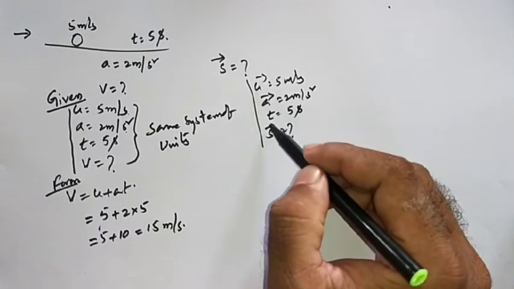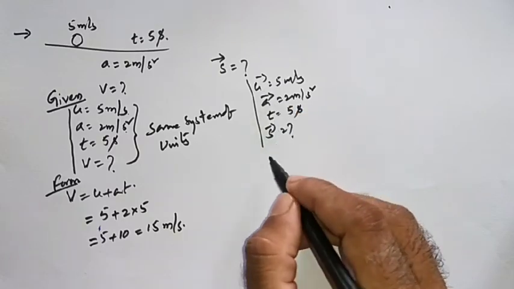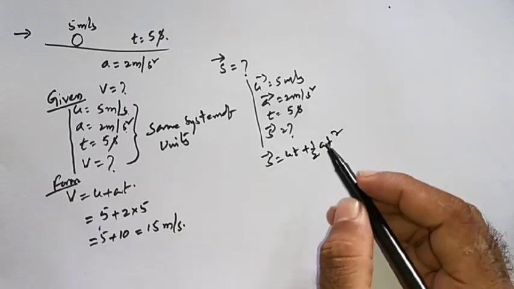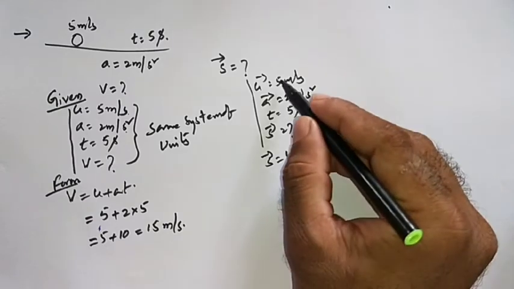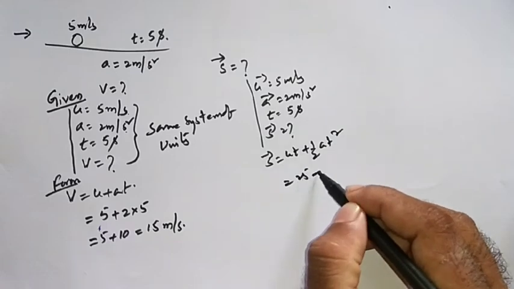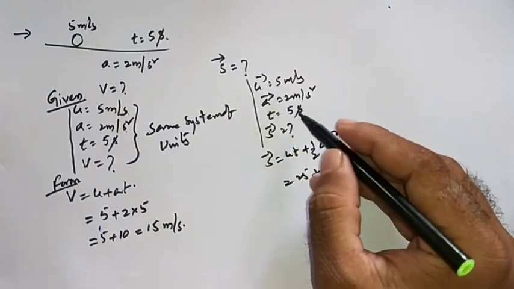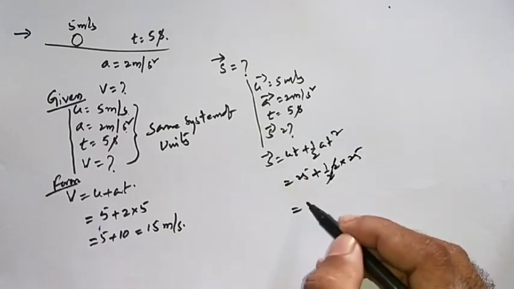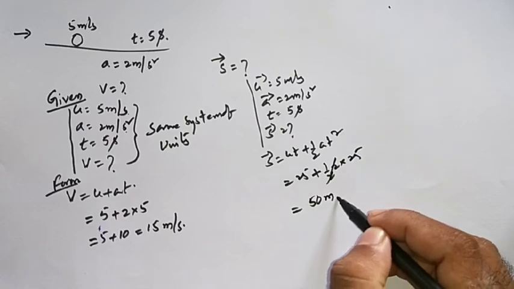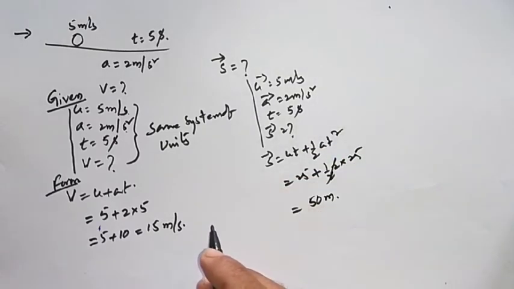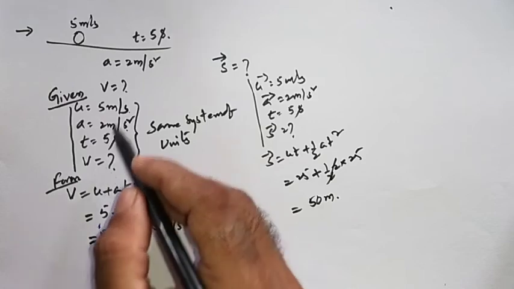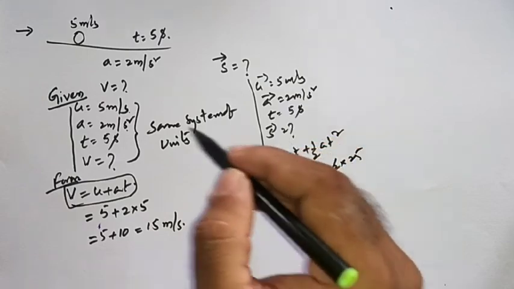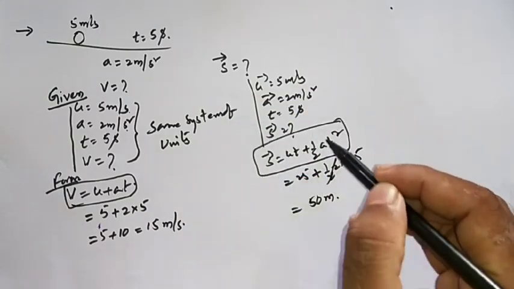What is the formula connecting all these? S, u, a, t: s is equal to ut plus half at square. Got it? So that is u into t, 5 into 5, 25, plus half into a, which is 2, into t square, 25. The 2 gets cancelled. 25 plus 25, it travels 50 meters in 5 seconds. Understood? So we can calculate velocity after 5 seconds by using this formula. We can calculate displacement of the body after 5 seconds by using this formula.